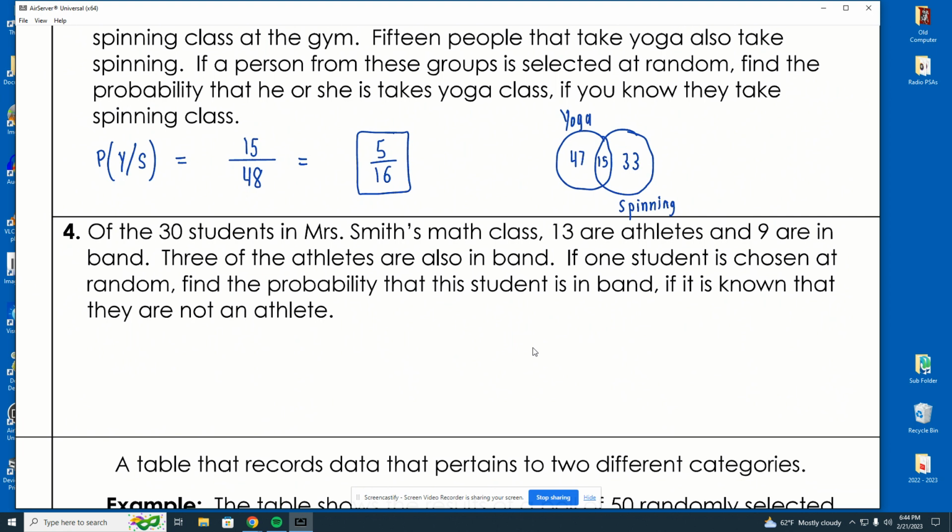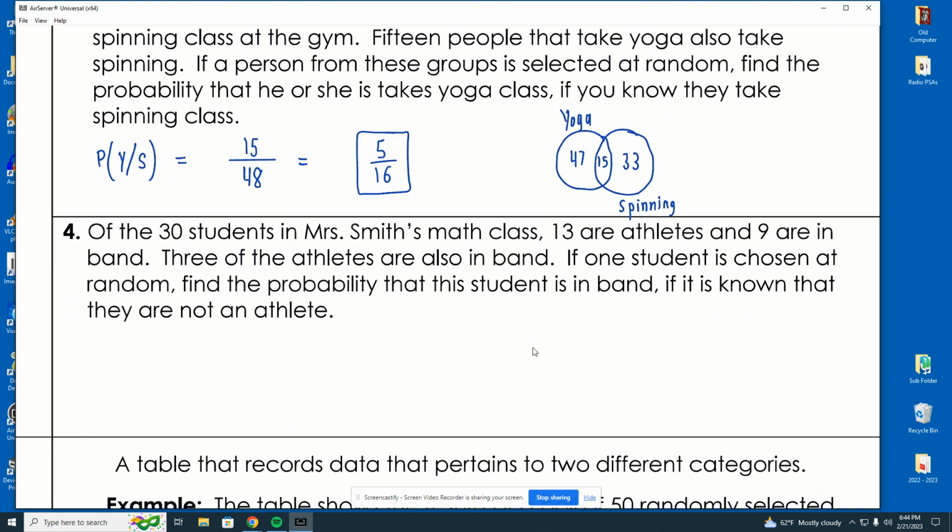Number 4. Of the 30 students in Miss Smith's math class, 13 are athletes and 9 are in band. 3 of the athletes are also in band. If one student is chosen at random, find the probability that the student is in band if it is known that they are not an athlete.